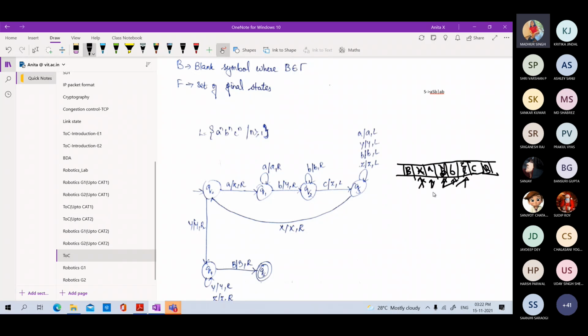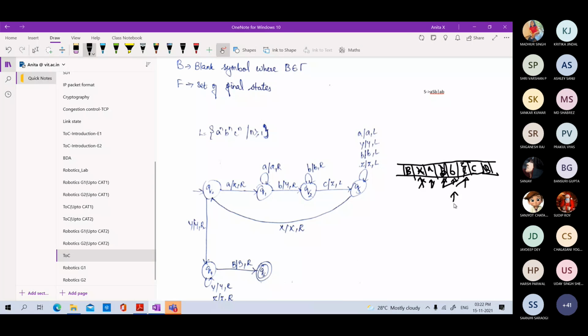Back to A. Yes, I have to move my tape head towards the left side. Okay, so I have to move my tape head towards the left. So that is what we are doing here. Yes, so here what we are doing, so yes, now my tape head is in this position.